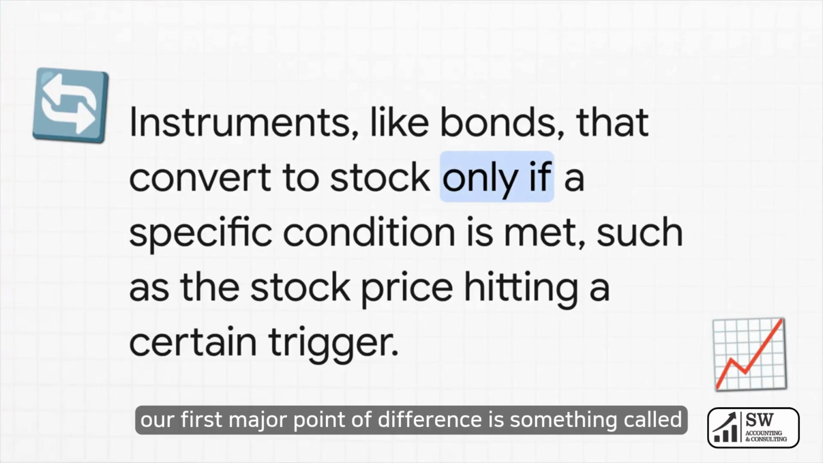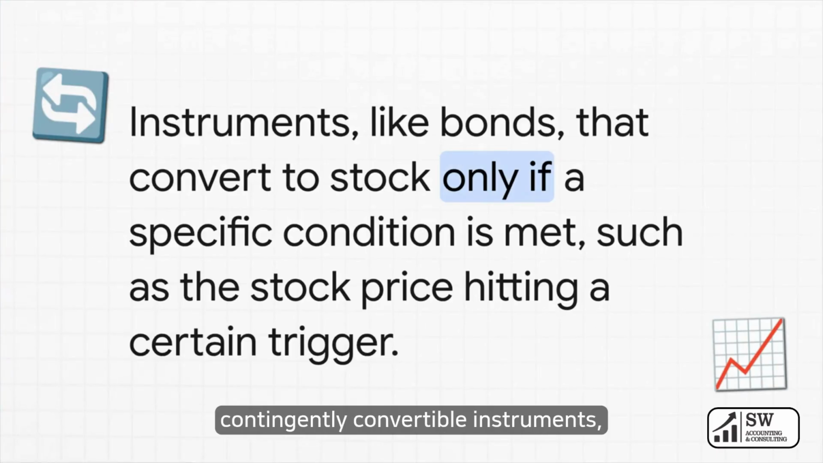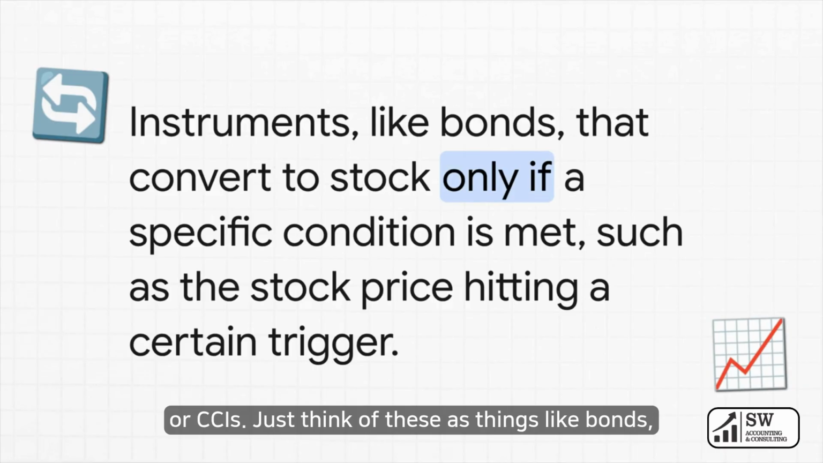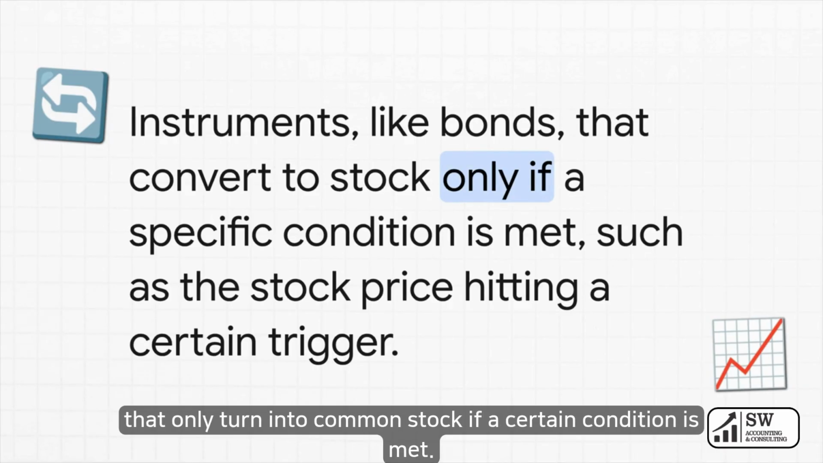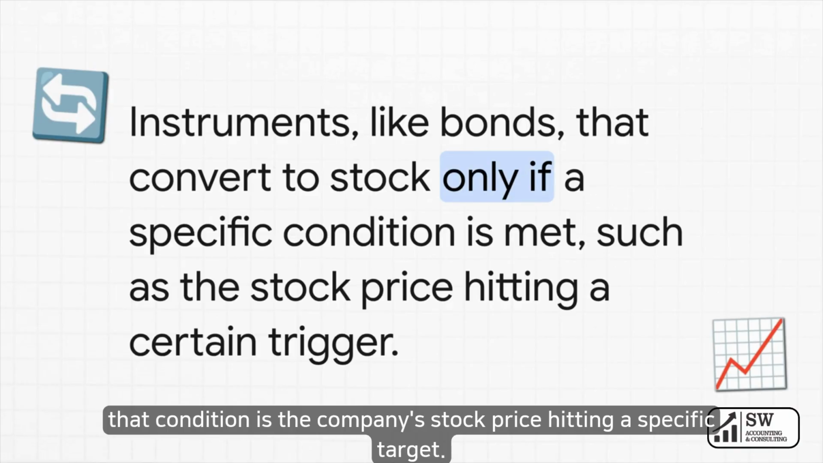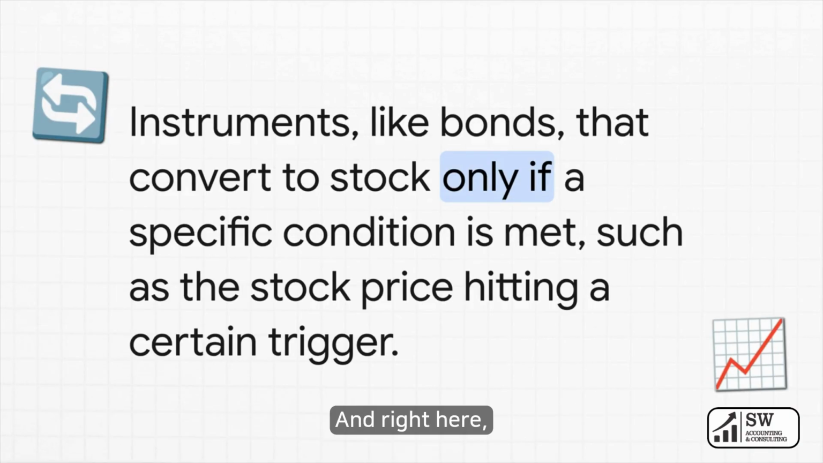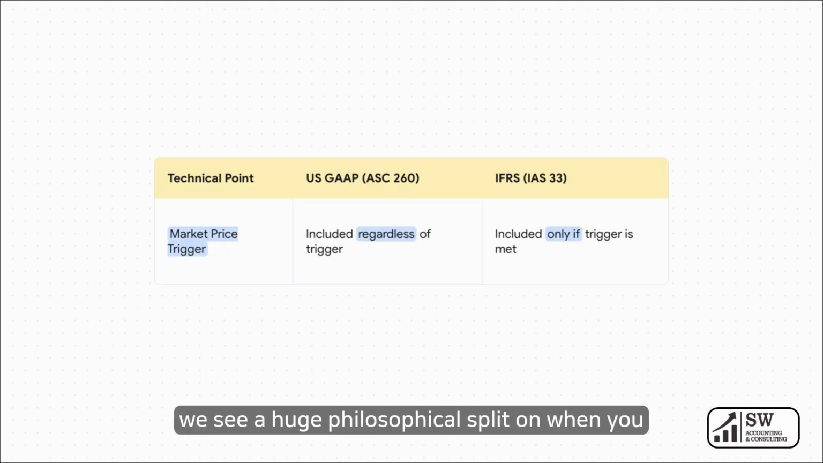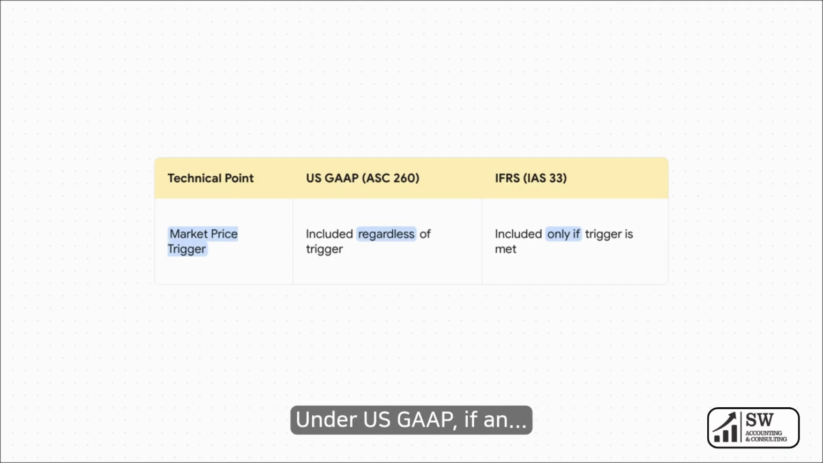So, our first major point of difference is something called contingently convertible instruments, or CCIs. Just think of these as things like bonds that only turn into common stock if a certain condition is met, and usually that condition is the company's stock price hitting a specific target. And right here, we see a huge philosophical split on when you should recognize that potential dilution. Under US GAAP, if an instrument has a market price trigger, you have to include it in the calculation from day one, period. It doesn't matter if the trigger has been met.